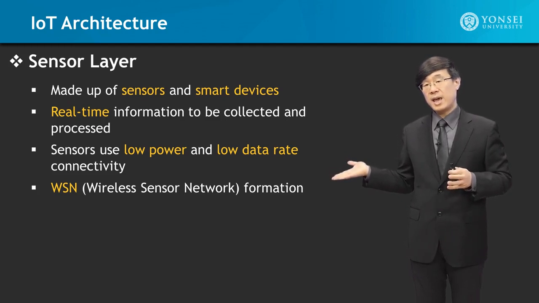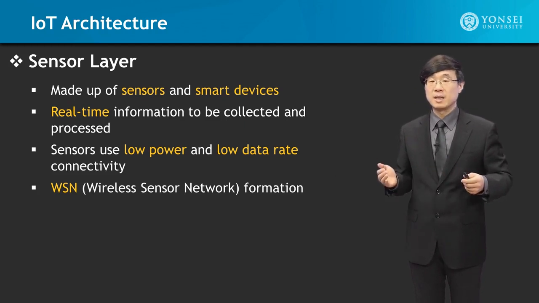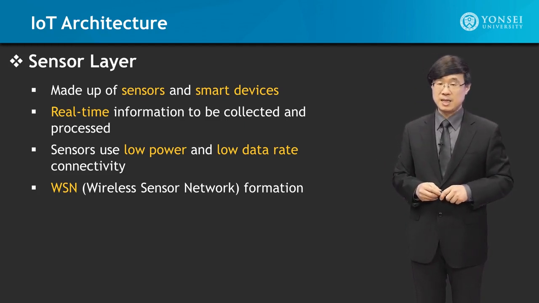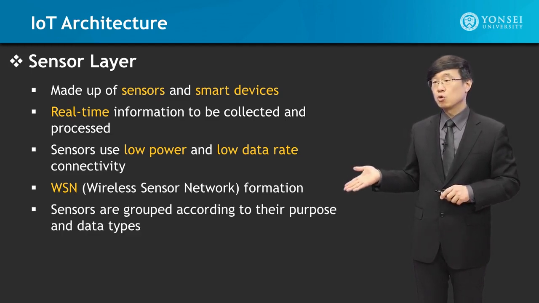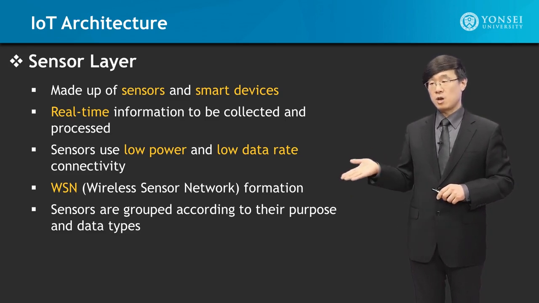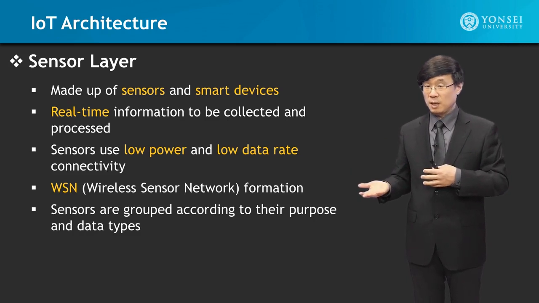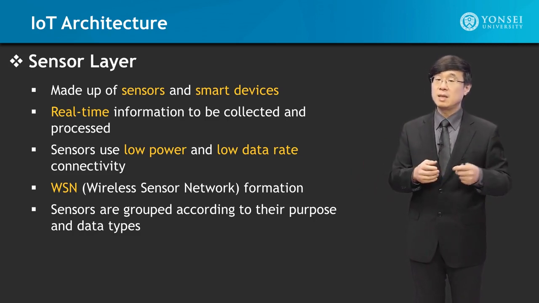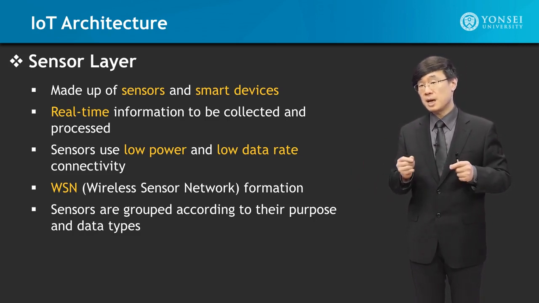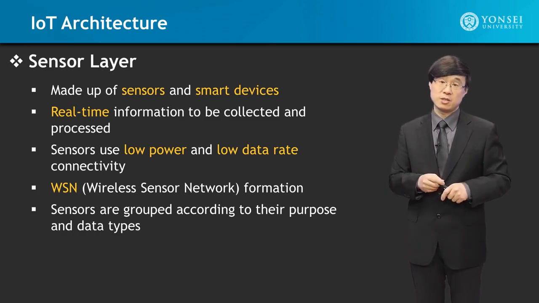What form it takes is all based upon the application and the domain, the environment that the sensing needs to protect, collect, and manage. Sensors are grouped according to their purpose and data types. In other words, when you're talking about heat, temperature, humidity, or other things, these types of sensors may be connected to, of course, the fire alarm system, detecting smoke and other things together.